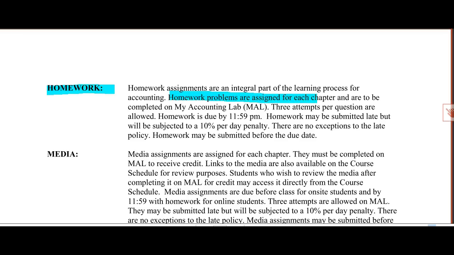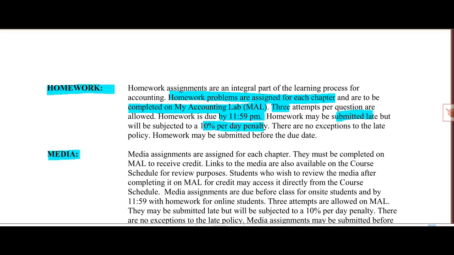Homework problems are assigned for each chapter. I have it broken down into daily bites, and you complete them on My Accounting Lab. You get 3 attempts, and they're due by the date shown at 11:59 p.m. You can submit it late, but then you incur a 10% late per day penalty, and there's no exceptions to that. You can work ahead, however.